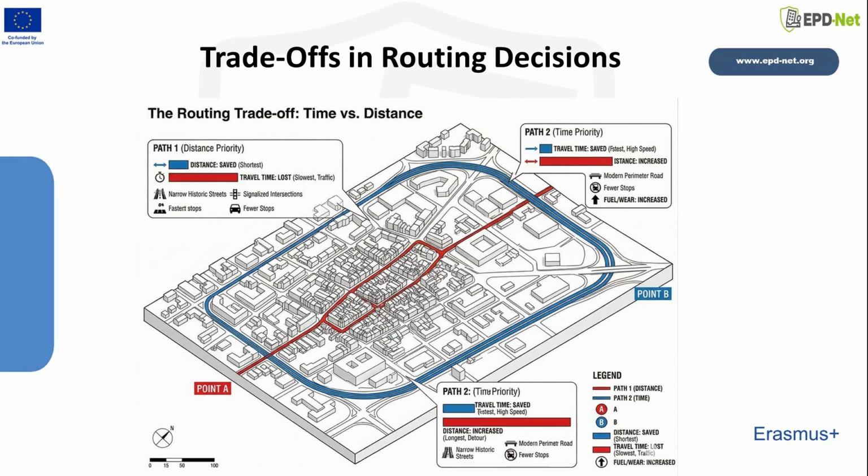Trade-offs matter because there is rarely a single route that is optimal for all objectives. Routing decisions must be made based on priorities and the specific context of the problem. Advanced routing systems help evaluate these trade-offs and support more informed and balanced decision-making.